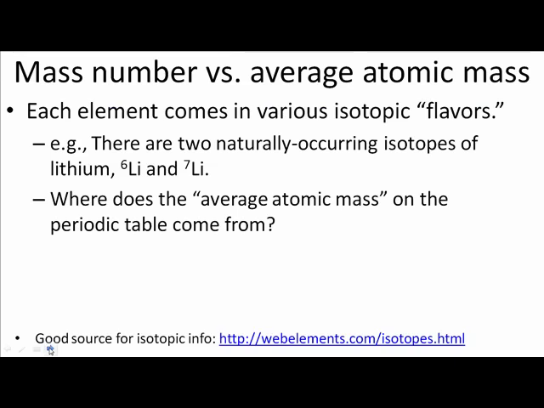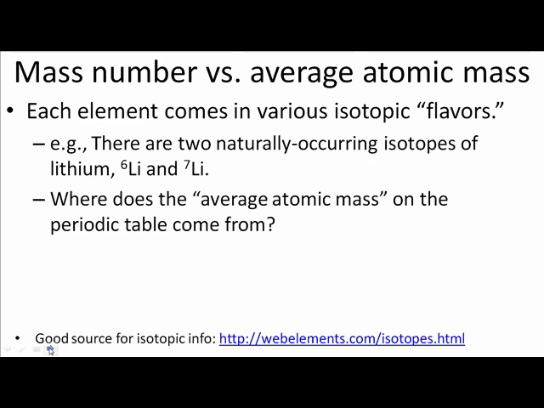Okay. Average atomic mass versus mass number. What I showed you on the last slide is that for oxygen, you can have oxygen 16 or oxygen 17. Each element comes in various isotopic flavors. That means there are different numbers of isotopes of each element. Some have only one that's stable, some have none that are stable. Those are the radioactive elements. Some might have a lot that are stable. So let's look at one example. There are two naturally occurring isotopes of lithium, lithium-6 and lithium-7.